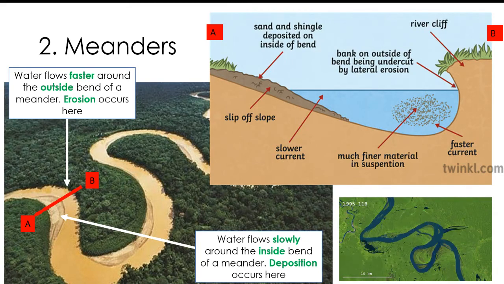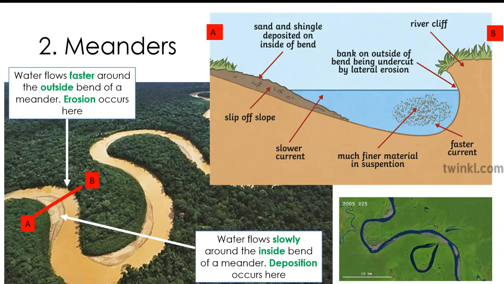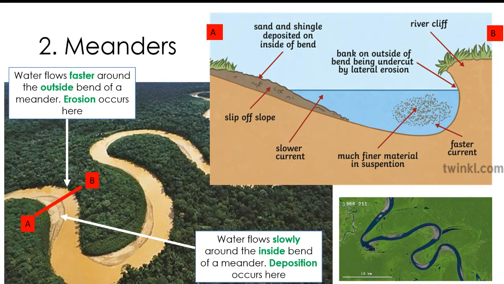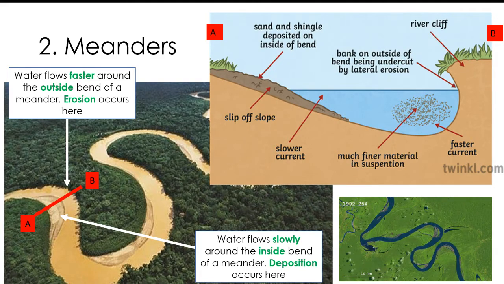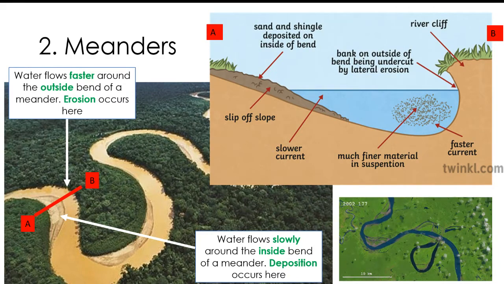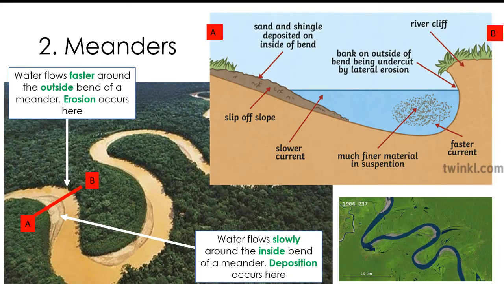And then on the outside bend, obviously you've got high levels of erosion, so you've got undercutting of that riverbank creating a river cliff, and obviously it does have lots of information here as well about the idea that because, for example, it's faster on the outside bend, that's when you're going to get more sediment held in that section.